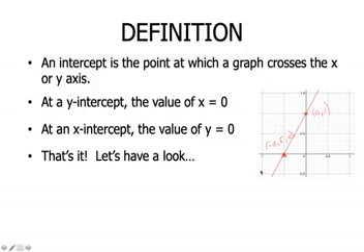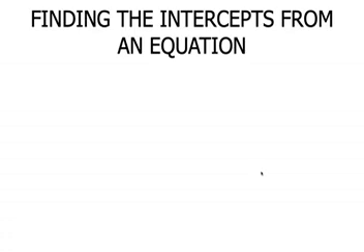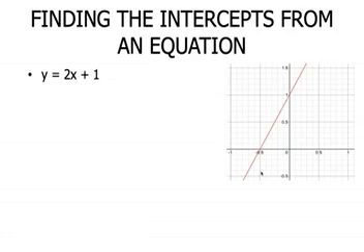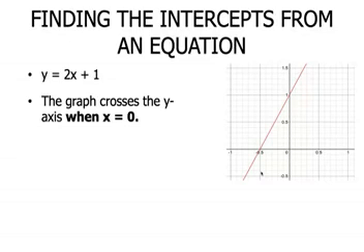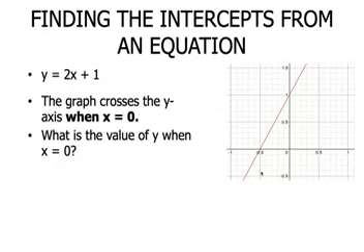And that's it, right? They're going to make this a little more complicated, but let's take a look at what you could see on the test. Very often, you're going to be asked to find the intercepts from an equation. So why don't we use the one we were looking at before? y equals 2x plus 1. And again, that's what the graph looks like, just for reference, but we're going to be doing this so that you don't even have to graph it. We know that the graph crosses the y-axis when x equals 0. That's what we talked about. So essentially what we're asking is, what is the value of y when x equals 0?